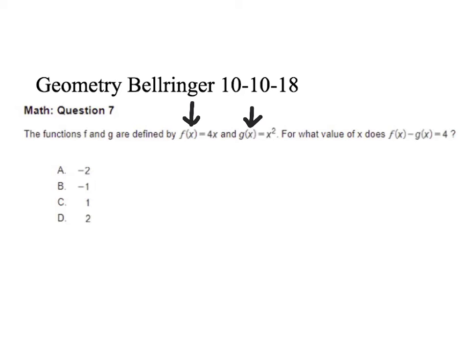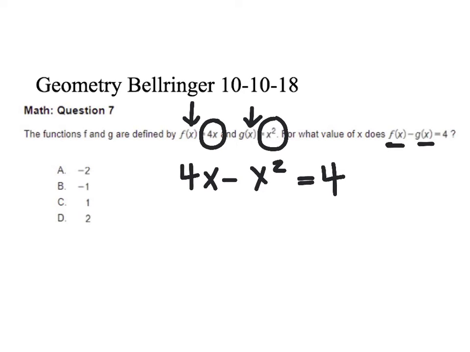But in this case, we're just saying take the function f of x and subtract g of x. Well, that means take 4x and subtract x squared. So f of x would be 4x minus g of x, which we said was x squared, equals 4.